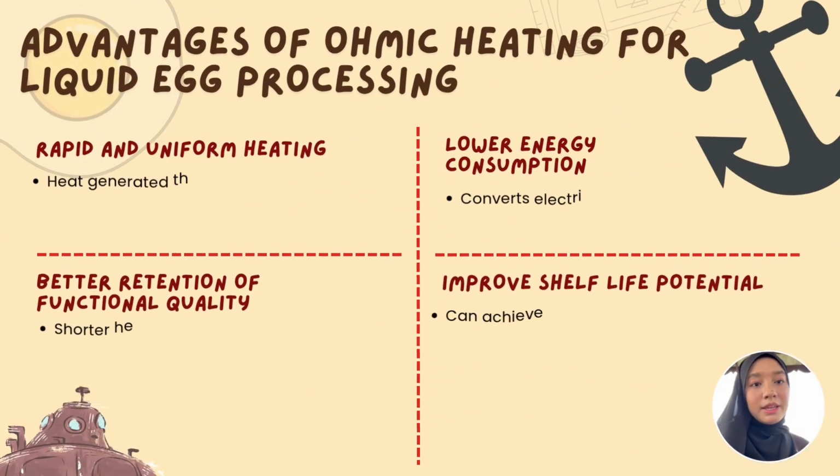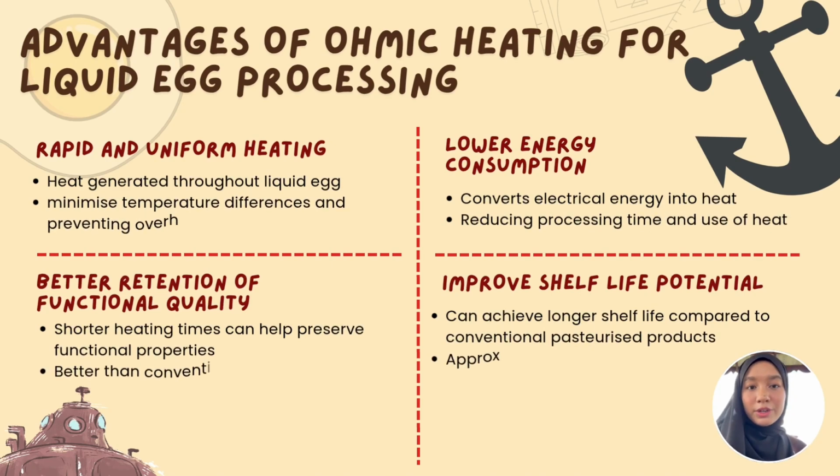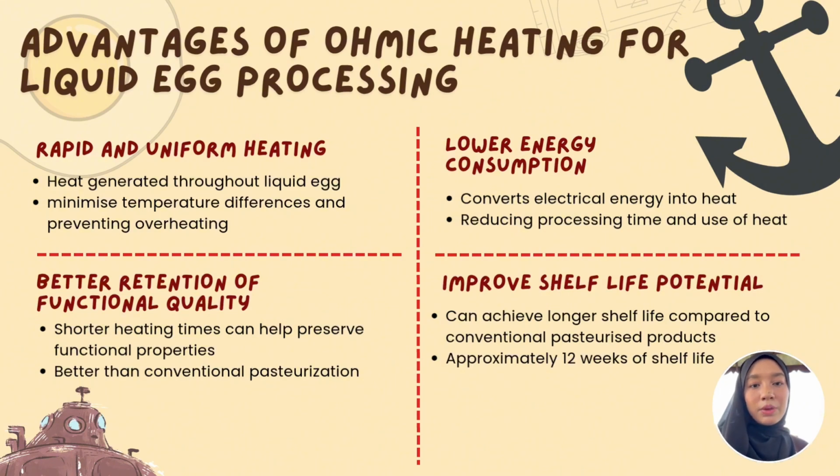Now I will explain the advantages of using ohmic heating for liquid egg processing. The first advantage is rapid and uniform heating. In ohmic heating, heat is generated throughout the entire liquid egg as electricity passes through it. This allows the product to heat evenly, minimize temperature differences, and prevent localized overheating, which helps maintain the quality of the liquid egg. The second advantage is better retention of functional quality.